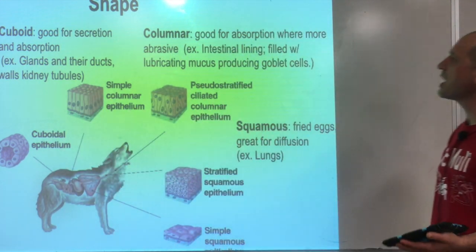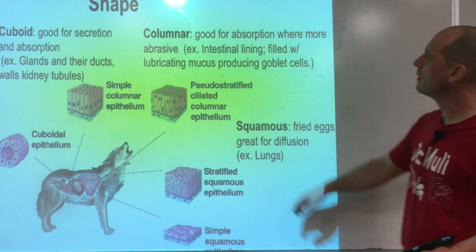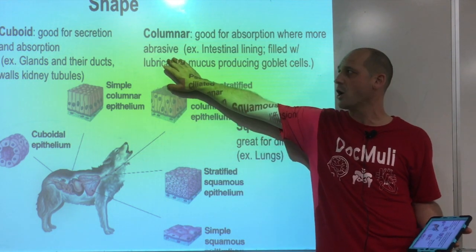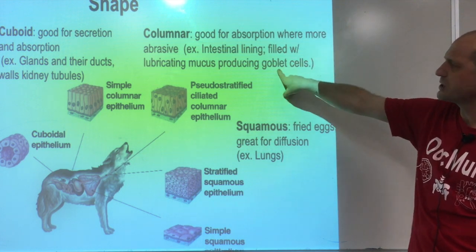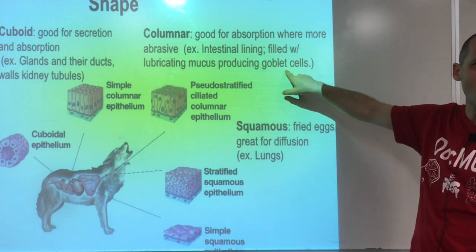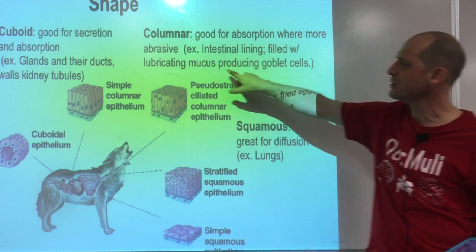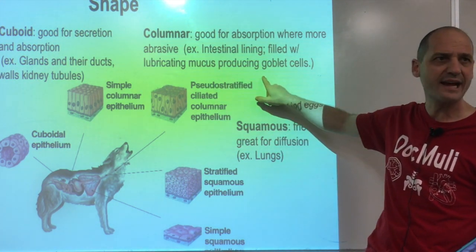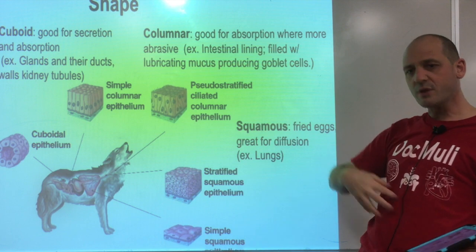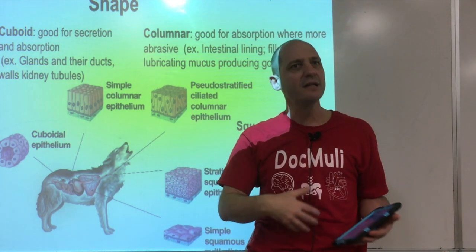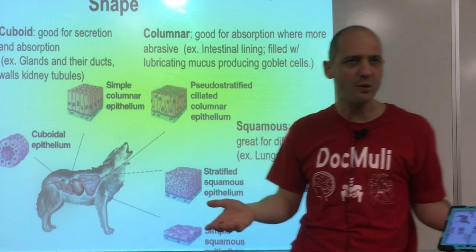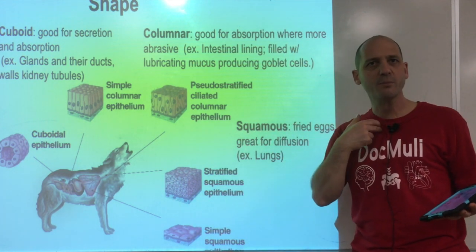And the columnar cells are good for absorption where there is more abrasiveness, like the gut, the food stuff. It has a lot of goblet cells in it, that's the slimy. When you see goblet cell, you're thinking mucus, you're thinking slimy stuff, protection. Like the stomach itself is very acidic. And so that alone can damage, so heartburn. If you know heartburn, you know what I mean. Come back a little bit, it burns.